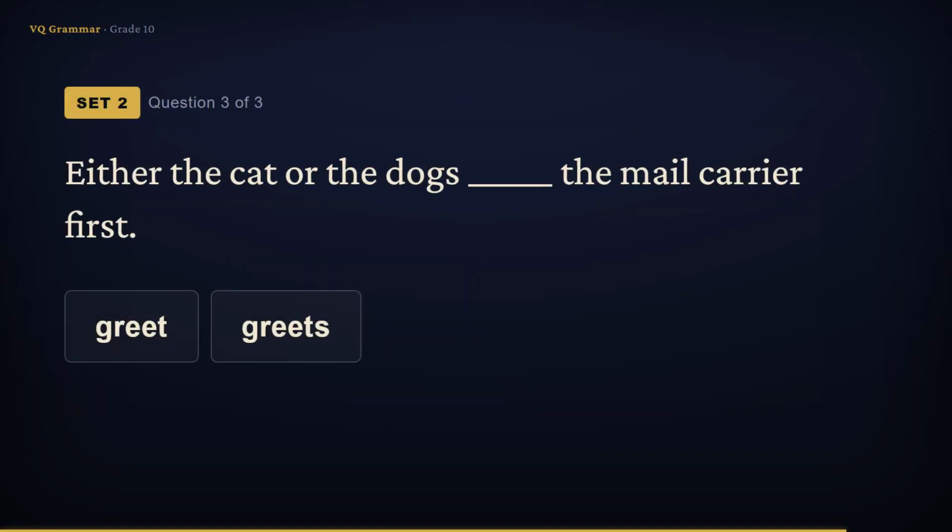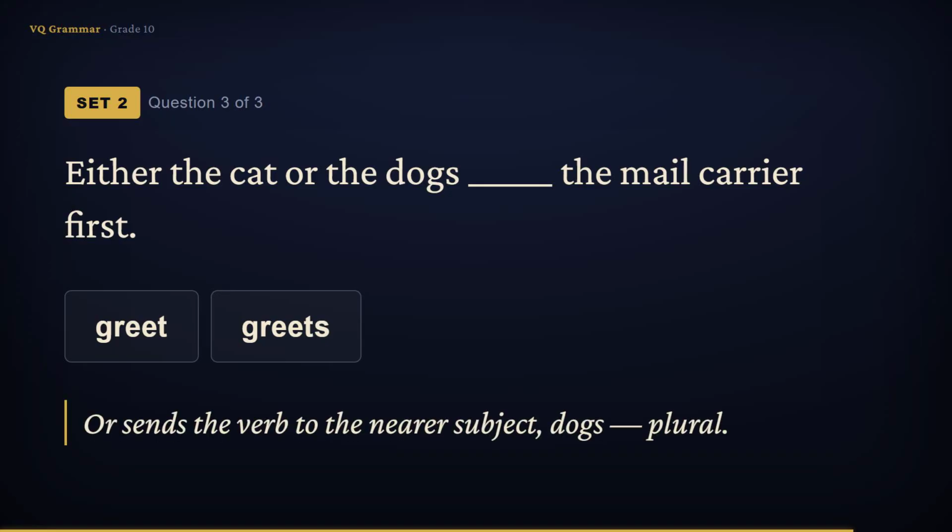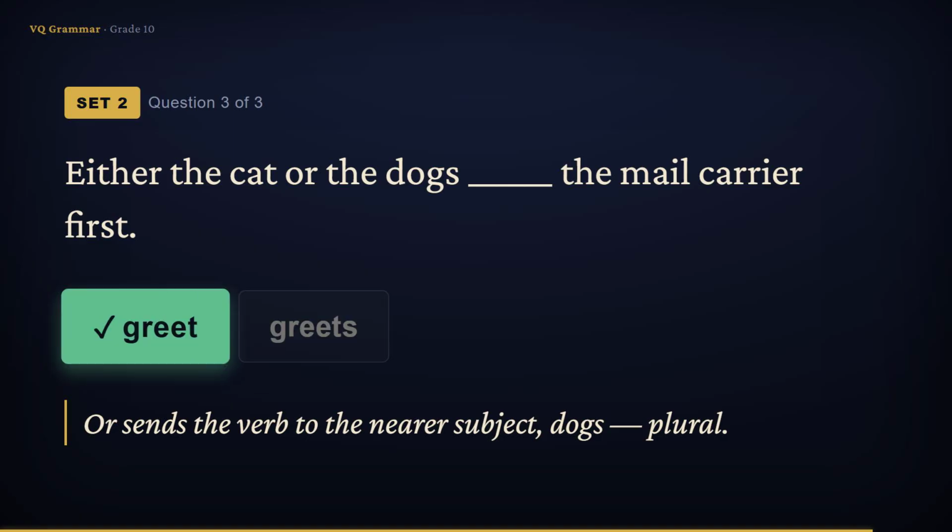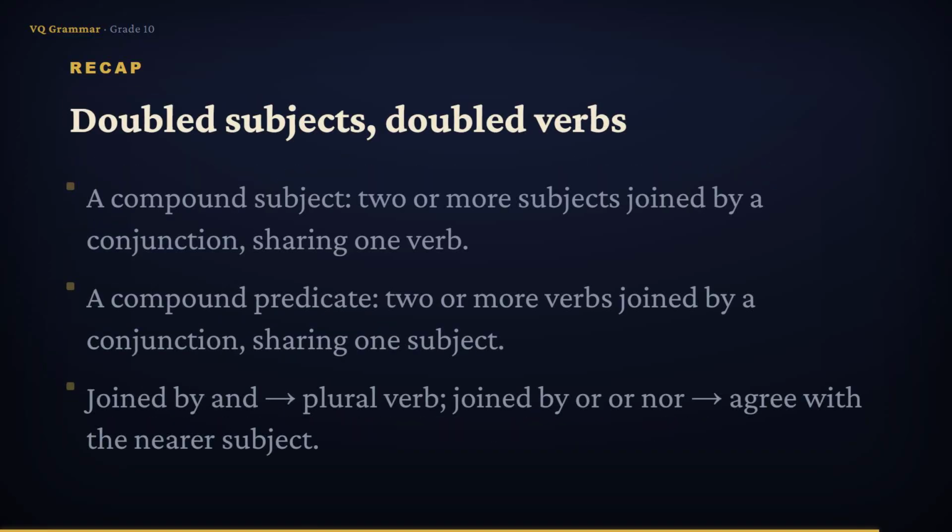Either the cat or the dogs blank the mail carrier first. The joiner is either or, so once again we go to the nearer subject. This time the nearer subject is the dogs, which is plural, so the verb must be plural too. The answer is greet. Let's gather up what we learned.